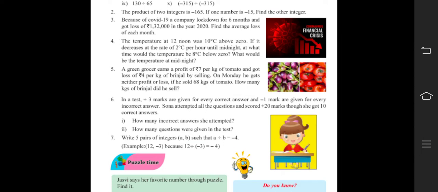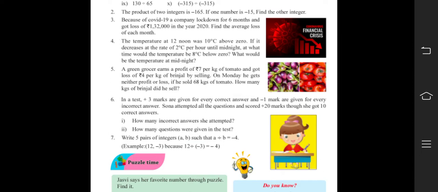So when the COVID came? 2020. Okay. On that year, the company was lost for 6 months. How much? 1,32,000. Now you have to find the average loss of each month. You have to find it.